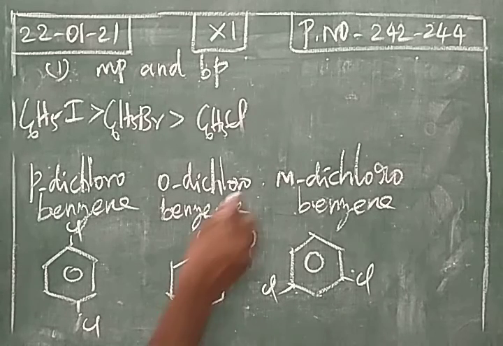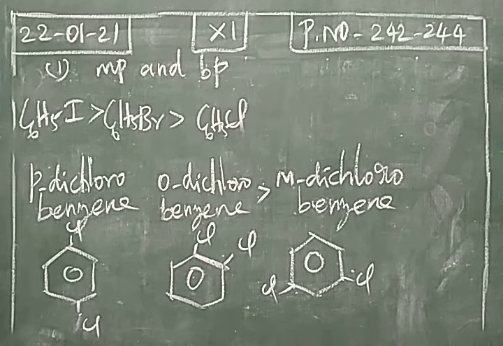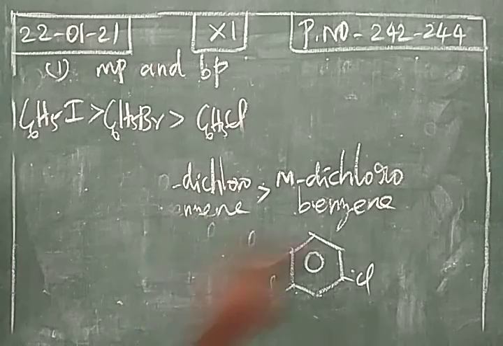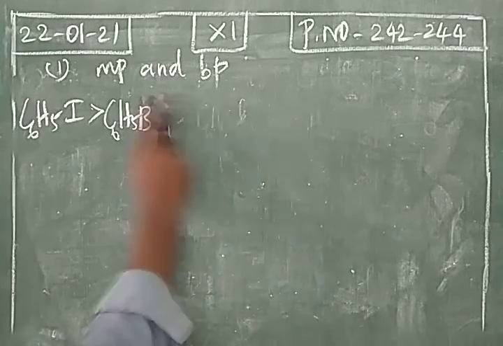Comparing meta and ortho, dichlorobenzene will have more melting and boiling point. Comparing these, para dichlorobenzene will have the most melting and boiling point. This is mainly due to the symmetrical arrangement. When we have the symmetrical arrangement, the arrangement of molecules will be closer. So between the molecules, intermolecular force of attraction will be predominant, so that it will have more melting and boiling point. So with this variation of melting and boiling point over, next one, solubility of haloarenes.